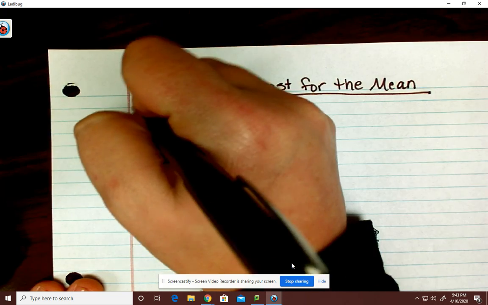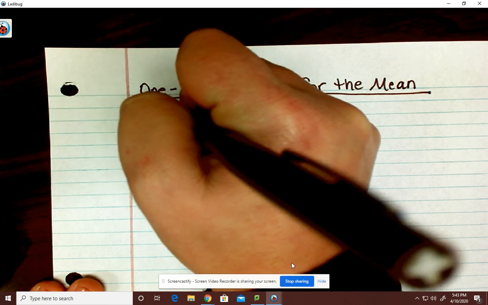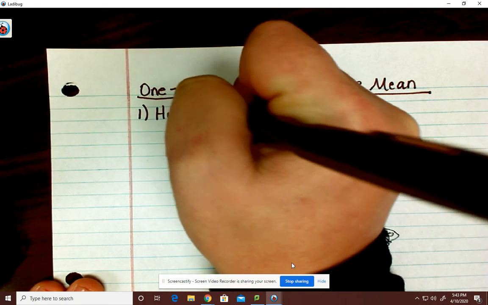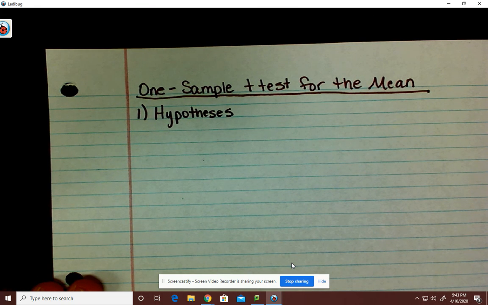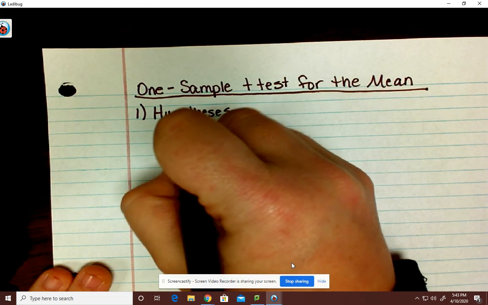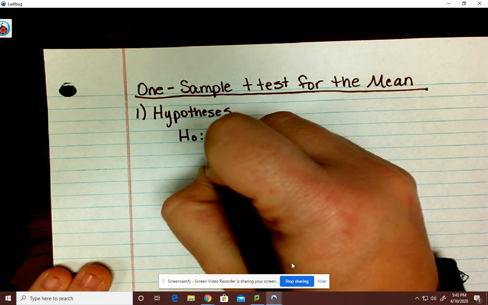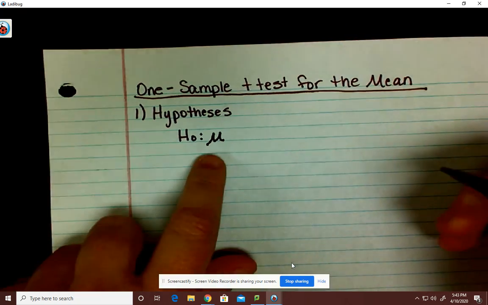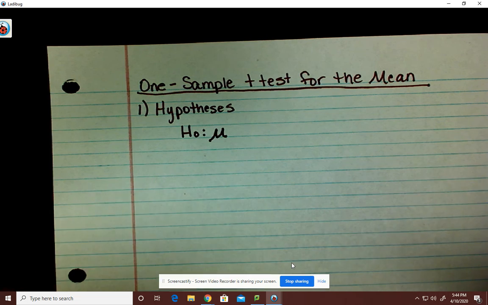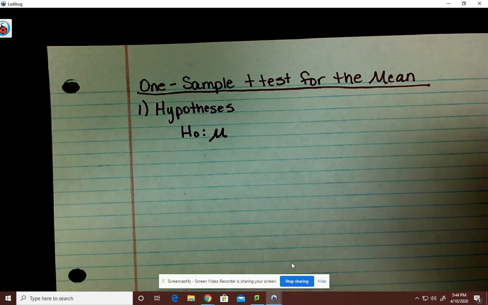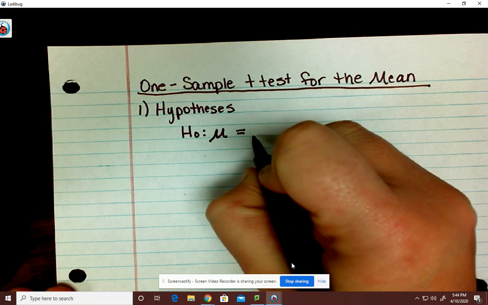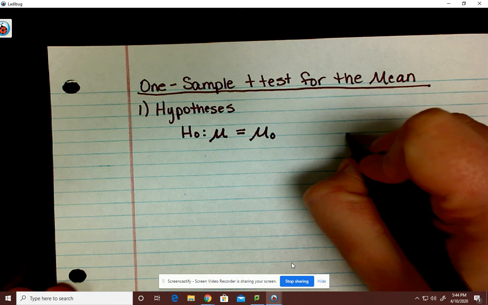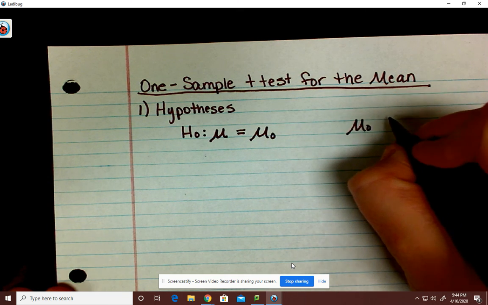So the first thing we do is write our hypotheses. So we write our null. Now the letter that we're using is the Greek letter mu. It's that one that kind of looks like an M and kind of looks like a U, which is where we get the name mu, is the way I think about it. And then that equals a number that we call the hypothesized mean.